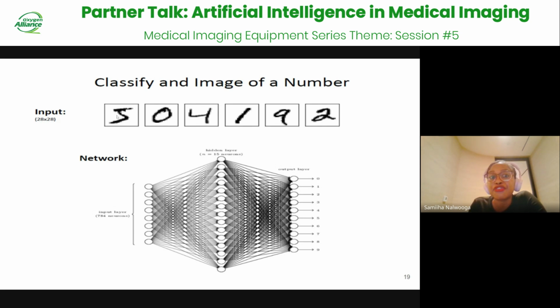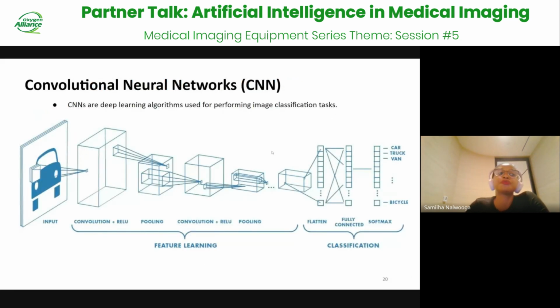We expect the image 5 to activate output neuron 5, because that's where it's supposed to end up, and also give us a probability. That's what it's all about. We expect the 0 to be propagated through the network and end up being detected by the neuron responsible for detecting the number 0, and so on and so forth. So we've talked about deep learning.